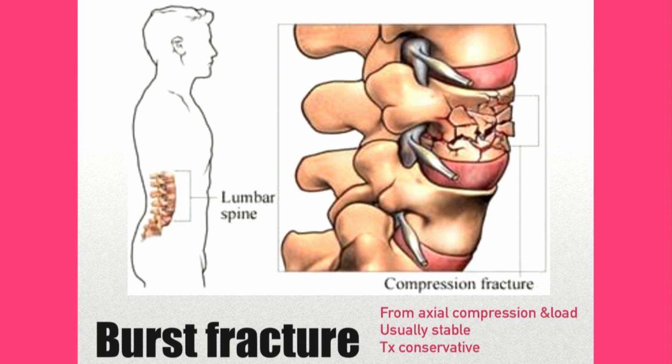Another type of spinal fracture is what's called compression fracture or burst fracture. In this condition, there is axial compression and load, and the fracture is usually stable. As you see in the picture, there is a compression fracture in the spine, but it is a stable spine, and the treatment is almost always conservative, without surgical intervention.